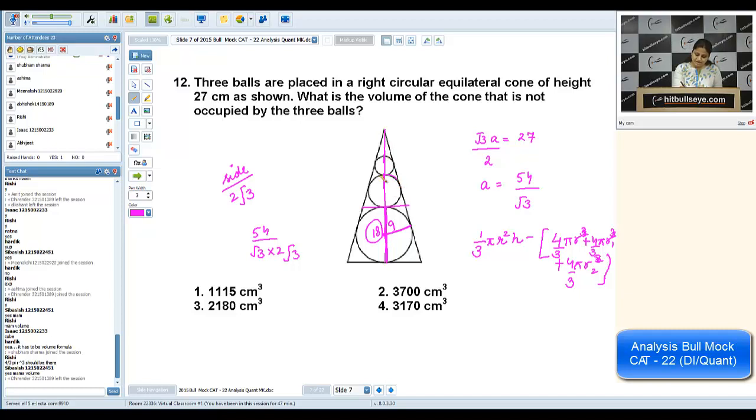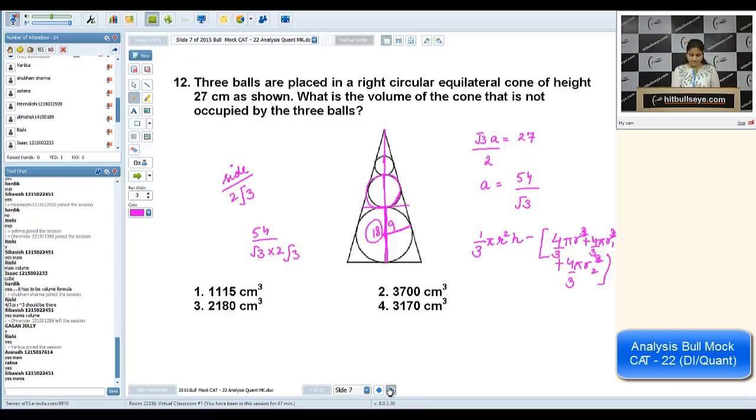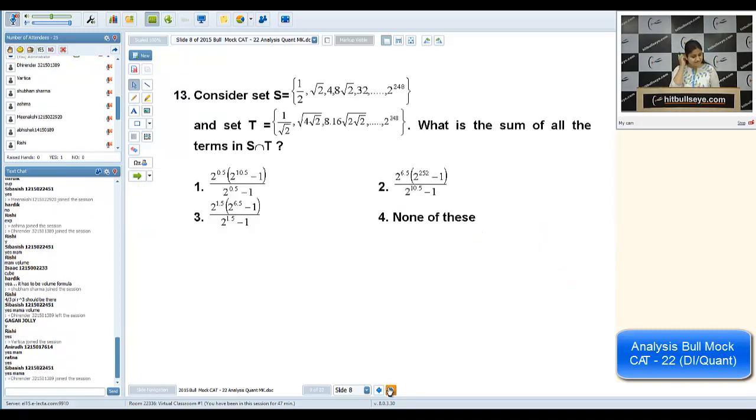Now, this circle is the incircle for the smallest triangle. So we will apply the same logic on the second circle. Then we will apply the same logic on the third circle. Is it okay? Should I move further? Clear? Okay. Next. Question number 13.